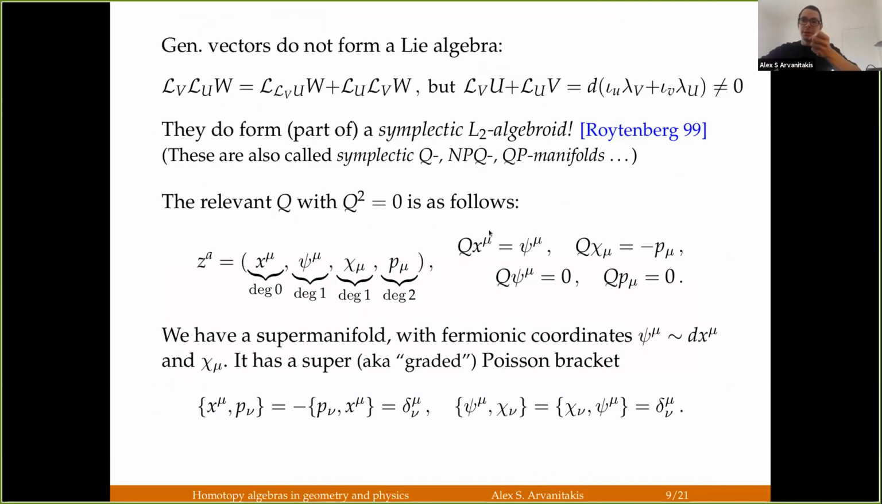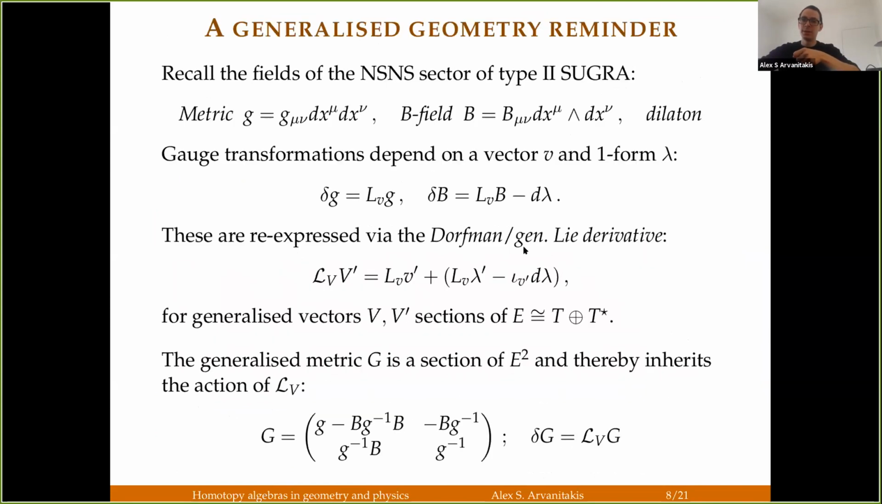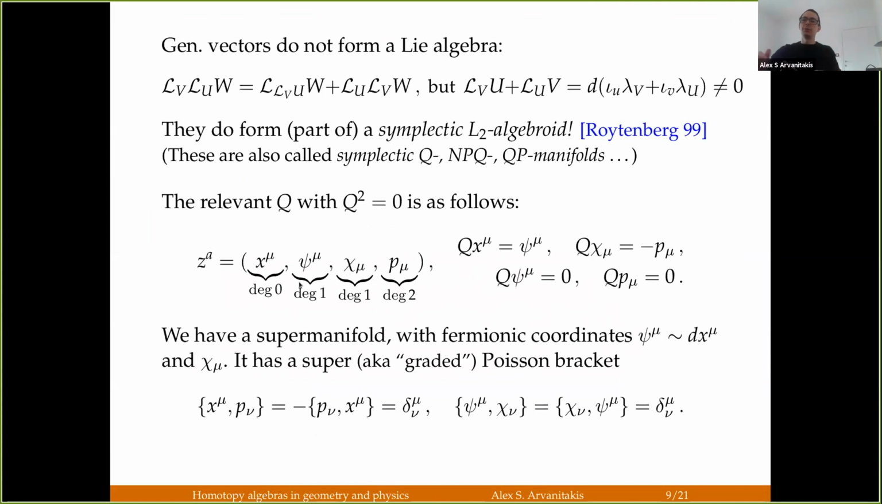So I'm telling you that the relevant Q with Q squared equals 0 that reproduces this Dorfman derivative is as follows. You have your space-time with coordinates x mu, as is traditional. Then you introduce a set of fermion coordinates. You introduce these psi's, which correspond to dx, where d is the Dirac derivative. These are coordinate differentials. And you introduce these chi's, which vaguely correspond to the interior product by the coordinate vector field, d over dx. And you also introduce a conjugate momentum p to x, which satisfies the usual Poisson brackets.